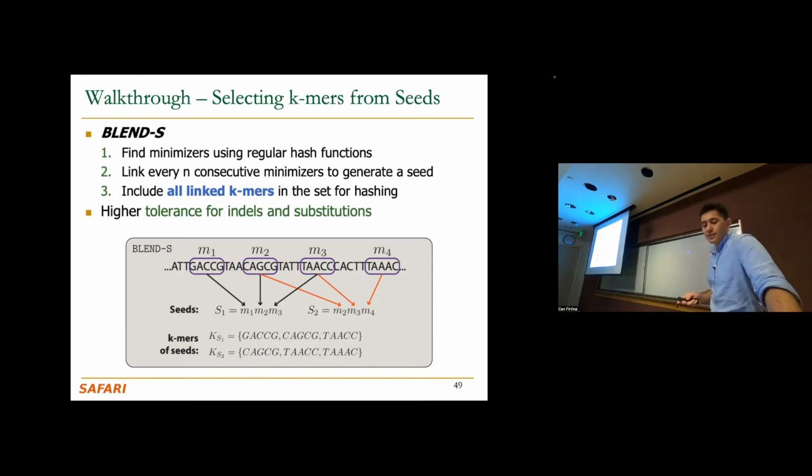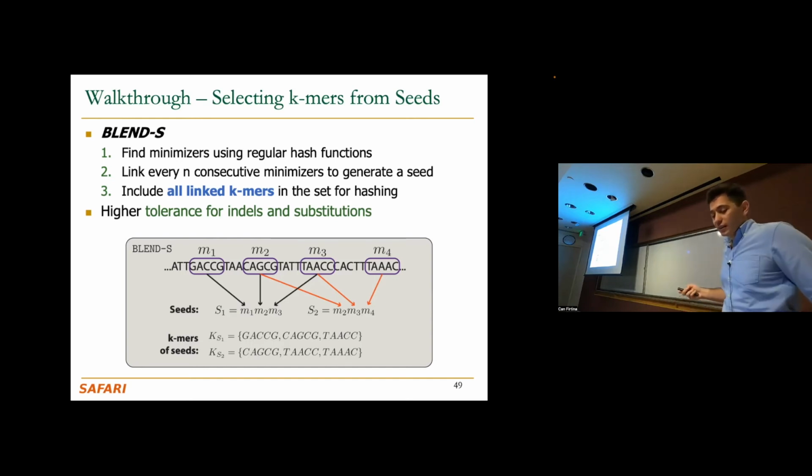What BLEND-S does is it first finds minimizers using a regular hash function. Minimizers would be, let's say you have a set of consecutive hash values, and then you pick the minimum hash value, and that will be your minimizer. There are some theoretical guarantees behind using minimizers. So we find the minimizers using regular hash functions, and then we link every consecutive minimizer to generate a seed. This would be our seed sequence.